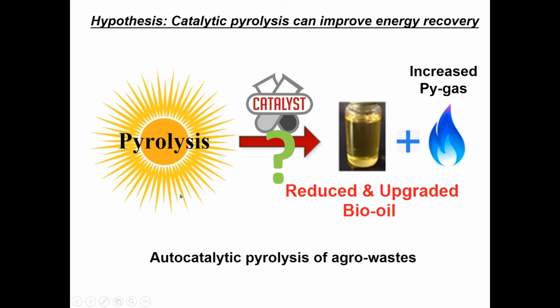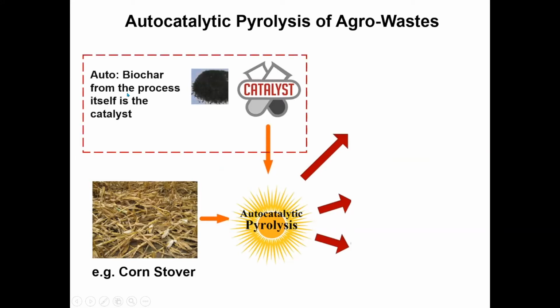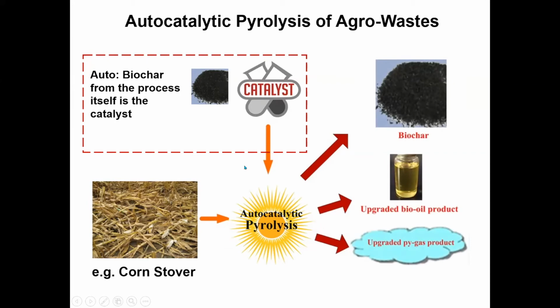So I propose a new process for the agricultural waste treatment. It's called auto-catalytic pyrolysis. So how does this process work? Auto means the biochar from the process itself is the catalyst. So we just use a solid product from the process as the catalyst. So from this auto-catalytic pyrolysis process, we still get three products.